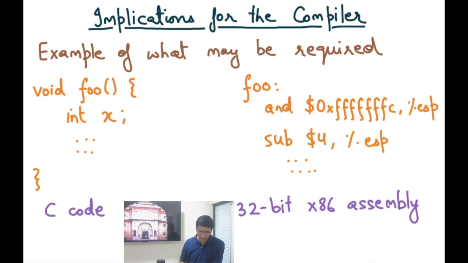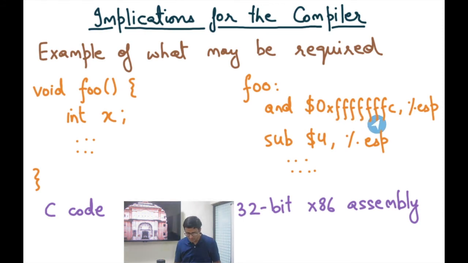And so what this means, when the compiler is generating code for this, is that the first few instructions of foo could look like the following. Let's say the stack pointer is denoting the top of the stack. So the first thing it does is AND the stack pointer so that it becomes aligned with a 4 byte boundary.